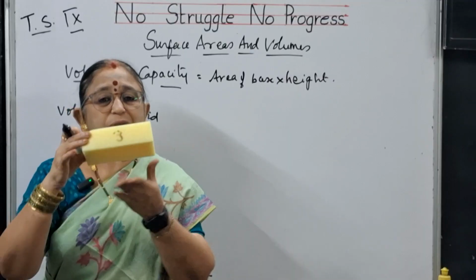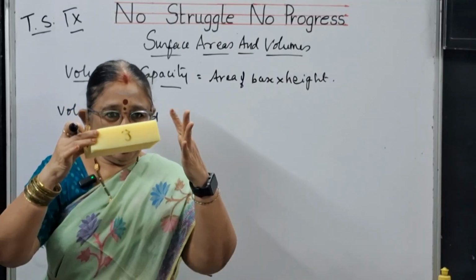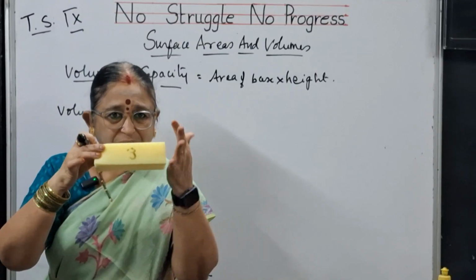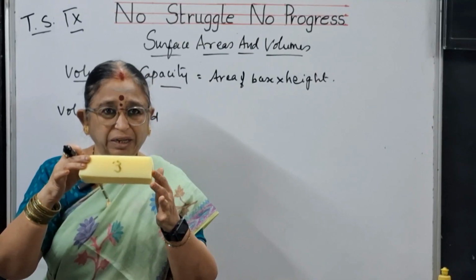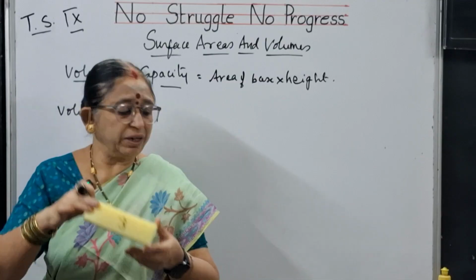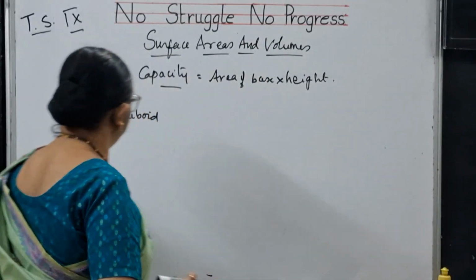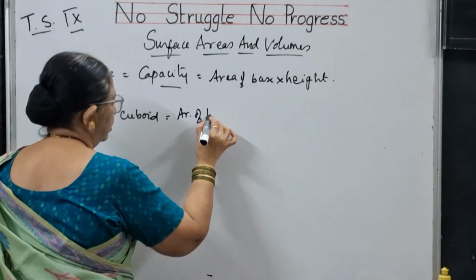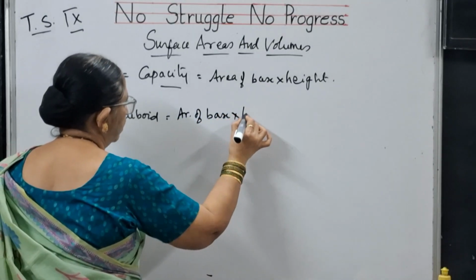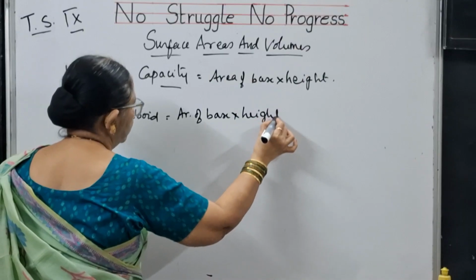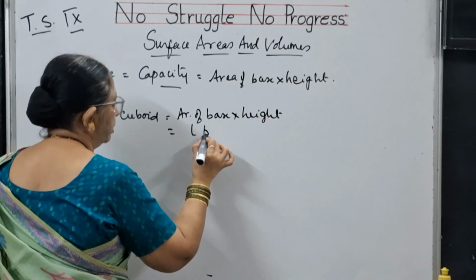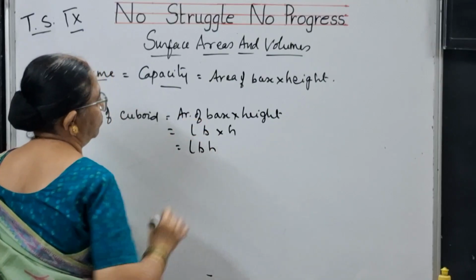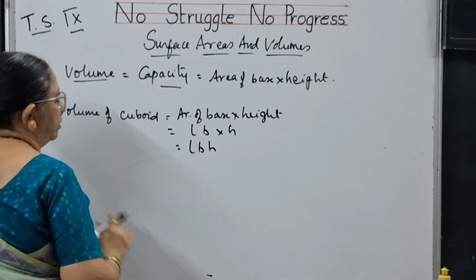So volume of a cuboid means it has got base and it has got height. So volume is nothing but area of the base into height. Height is h, base is in the form of a rectangle. So what is it, children? Volume of cuboid, area of base into height. Let me write this also. So what is area of base? L into B into height h. So LBH is volume of cuboid.